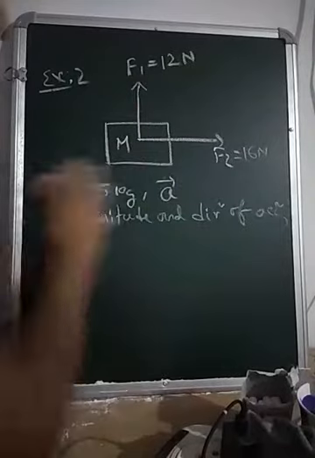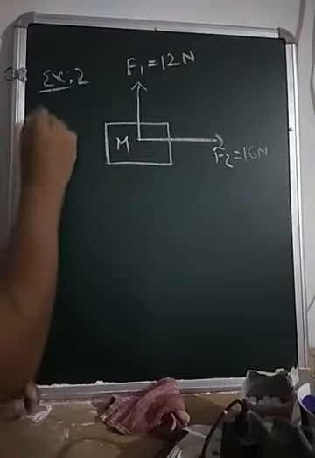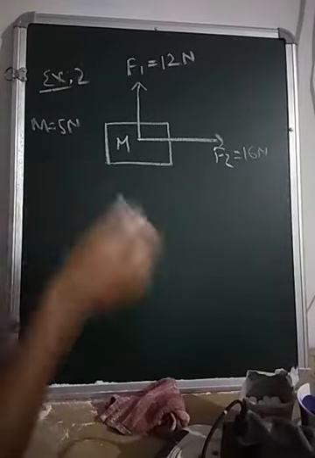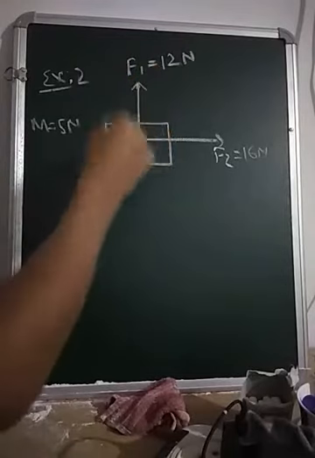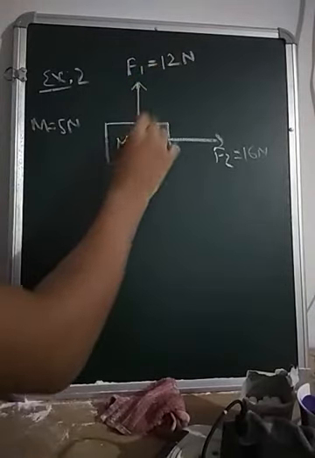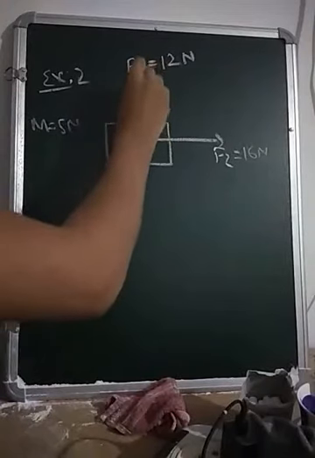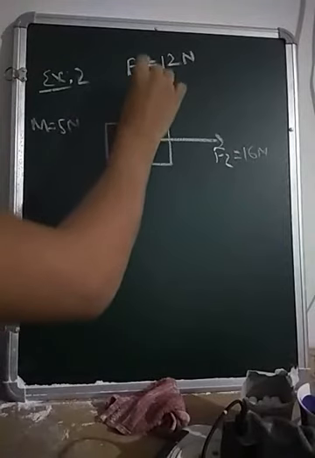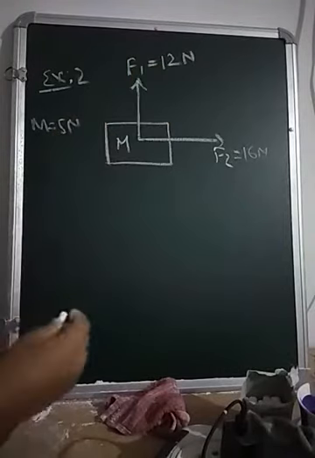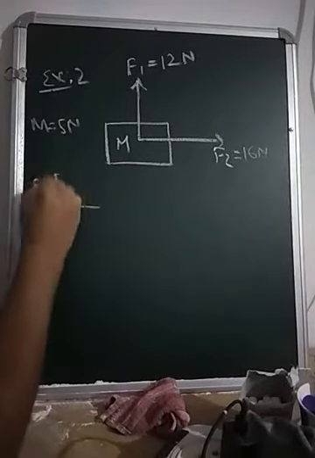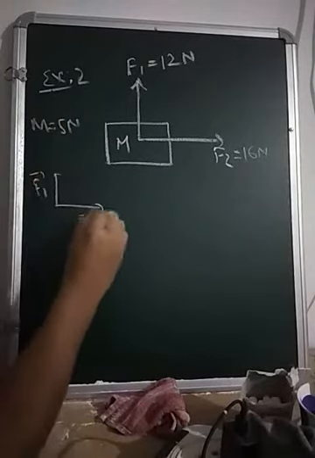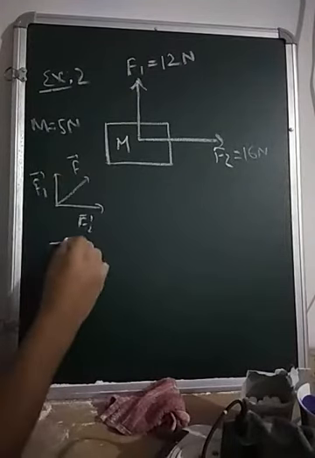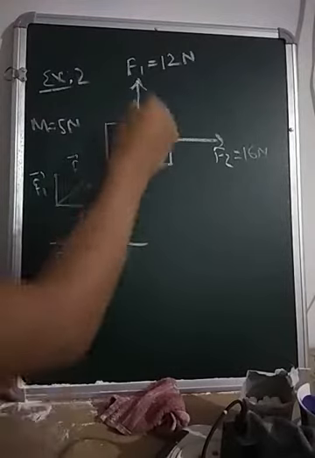So what do we do? When finding the acceleration, when more than one force is applied on a body, in that case, to find the acceleration, we take the resultant force. So we simply consider this is the F1 vector and this is the F2 vector. So the resultant will be in this direction, suppose F. So what will the resultant of these two forces be, since they are perpendicular to each other?